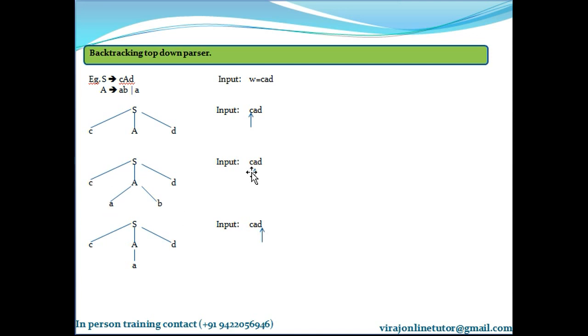Now C was matching with C, small a was matching with small a, but small b was not matching with small d. Since B was not matching with D, the option that I selected was incorrect. So I am given a chance to backtrack and select the second option for A, since the first option for A is not helping us in matching this input string. So I selected the second option for A, which was A, and now CAD matches CAD.